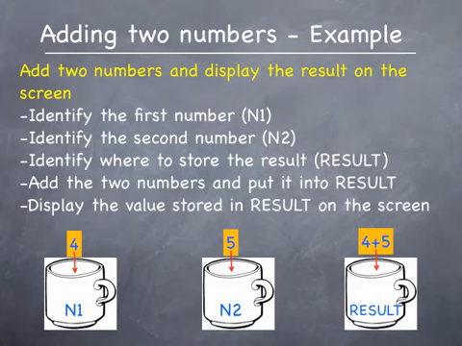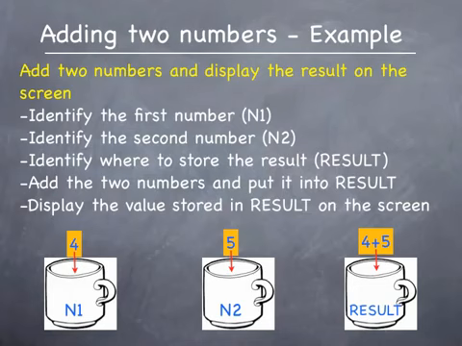We then add the two numbers by performing the addition operation. The result of the addition is then put into result. Finally, you can display what is contained in result, which would be the value generated by the addition of the two numbers. To give you a visual representation, three containers have been displayed. The first container is given the name N1 and it stores the value 4. The second container is called N2 and it stores the value 5. The third container is called Result and it stores the addition of 4 and 5, which is 9.